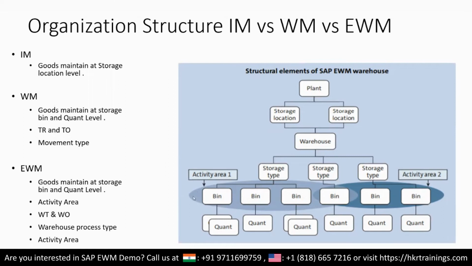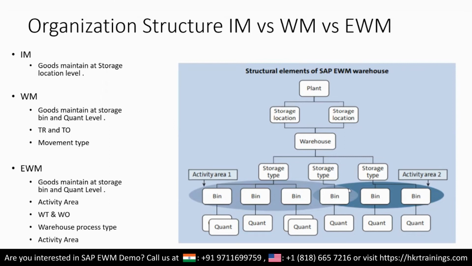The oval shape is the activity area, and that is an important concept from the interview point of view also, because the interviewer will ask what the activity area is and what its importance is. The activity area is a logical unit in which we divide the entire warehouse's storage bins based on different activities. What are the activities? They could be the put away activity, picking activity, inventory counting activity. So suppose I have a big warehouse.